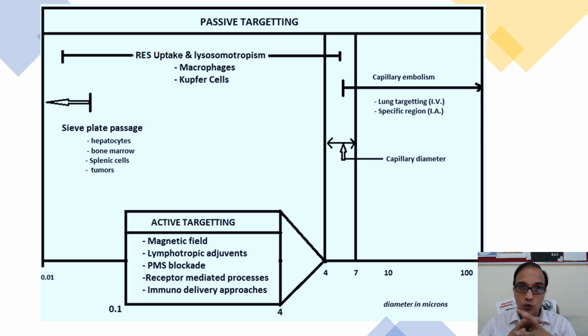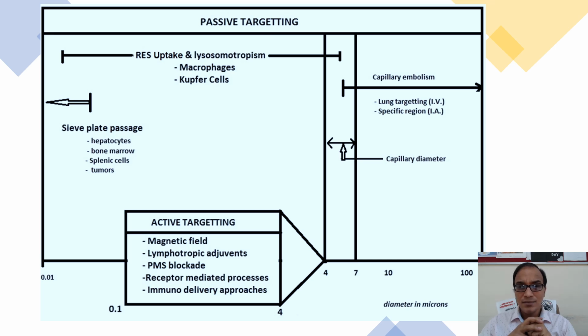Now what will we have to do? We will have to keep the particle size in this range as mentioned here. If you want to target the hepatocytes, bone marrow, splenic cells, tumors, the sieve plate passage, then the size of these particles must be in the range of 0.01 to less than 0.1. However, in active targeting, the particle size range must be between 0.1 to 4 micron.